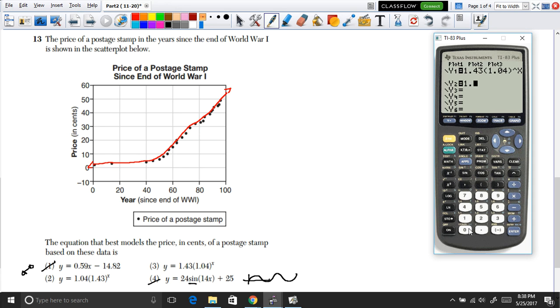So we're going to have 1.04 parentheses 1.43 exponent x. Okay, so let's see now. Okay, well, you can see the difference, right? Look at that. This is option 2, and this is option 3.